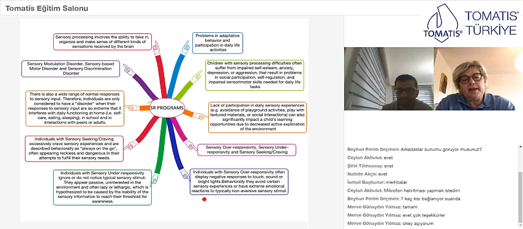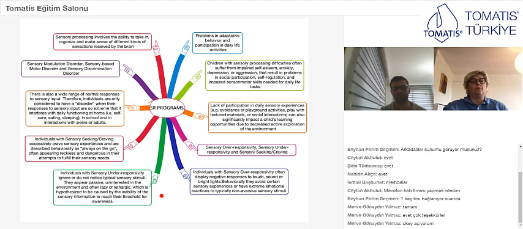And on the other side, individuals with sensory under-responsivity ignore or do not notice typical sensory stimuli. They appear passive, uninterested in the environment, and often lazy or lethargic, which is hypothesized to be caused by the inability of sensory information to reach their threshold for awareness. They don't get enough stimulation.